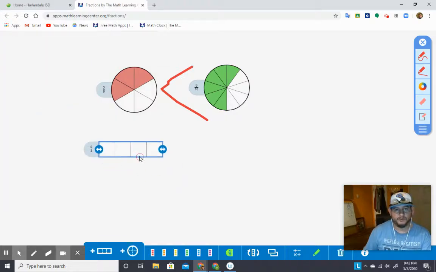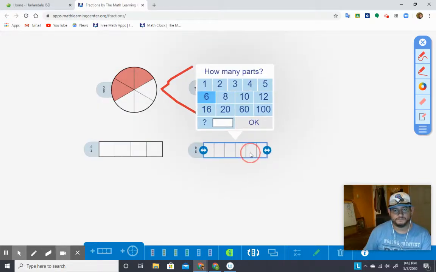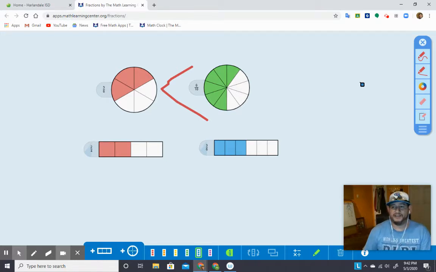Now I'm going to show y'all something a little different. So we have 4 equal parts. Then we have 6 equal parts. Right? Well, this one I'm going to shade in 2. This one I'm going to shade in 3. So which one is bigger? That's right, none of them. They're equal size.